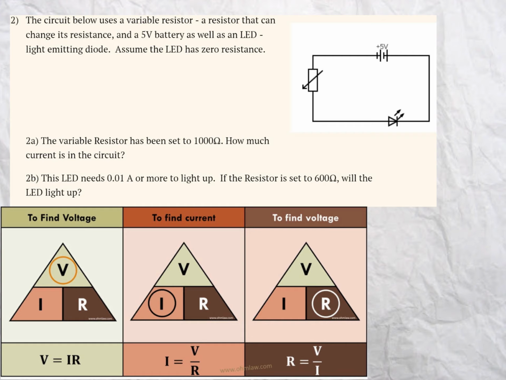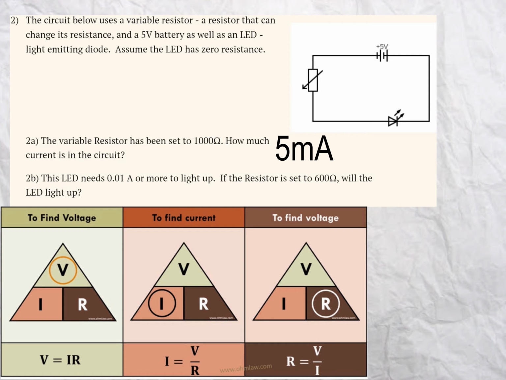So in this case, V equals IR. So V divided by R equals I when you divide both sides by R. V equals 5 volts and R is 1000 ohms. So we have to divide 5 by 1000, which gives 0.005 amps or 5 milliamps, because 1,000th of an amp is a milliamp.